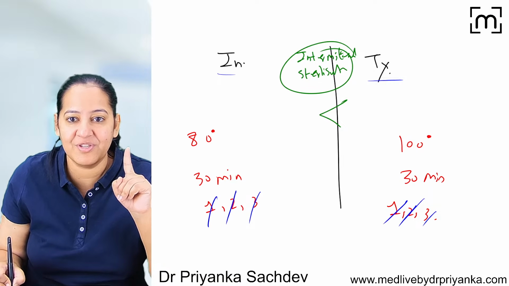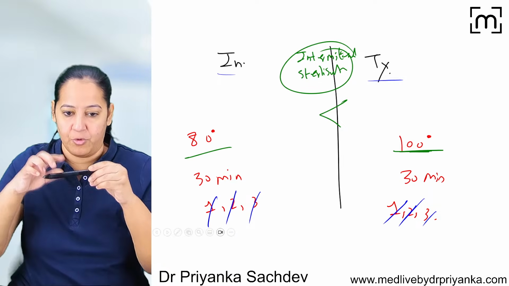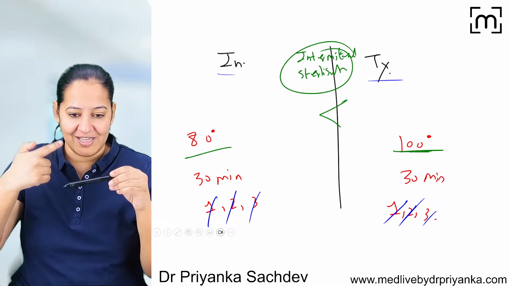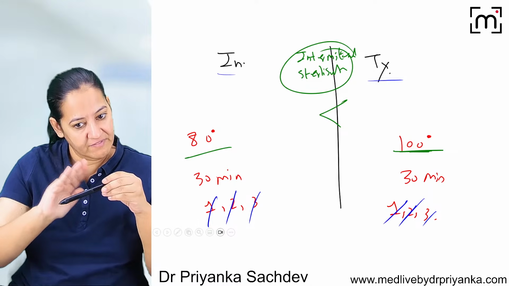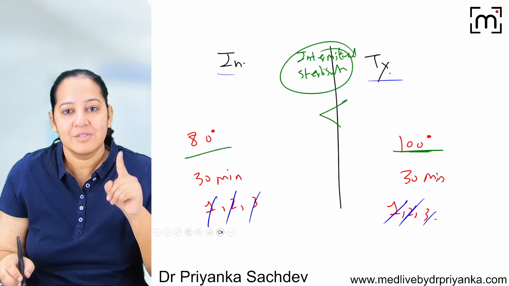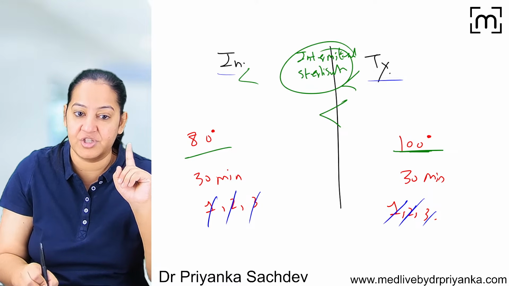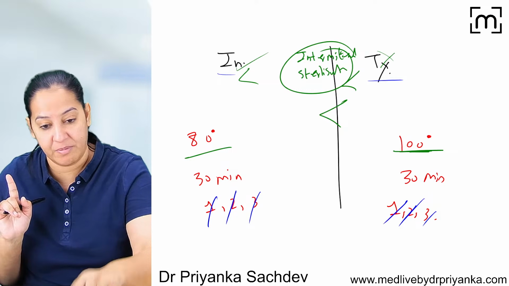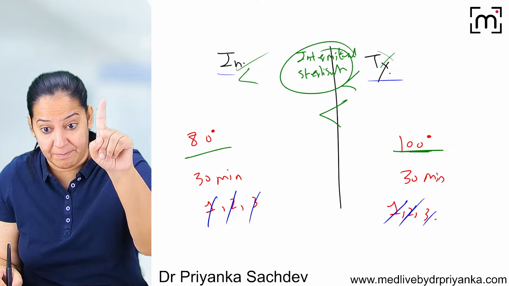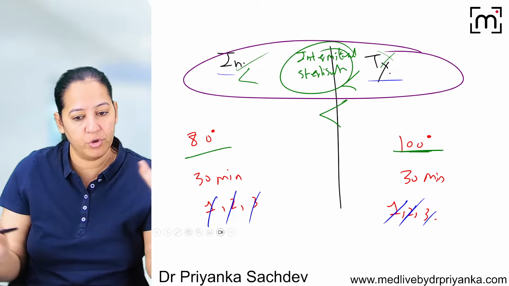Why Tyndallization? Because the temperature is 100. Suppose there are bacteria, viruses, fungi and parasites. Which temperature is better to kill them, 100 or 80? Obviously 100. So Tyndallization is much better than Inspissation. If Tyndallization is not available, then go for Inspissation. And the use of both of them, to be very specific, please concentrate: the use of both is the same.